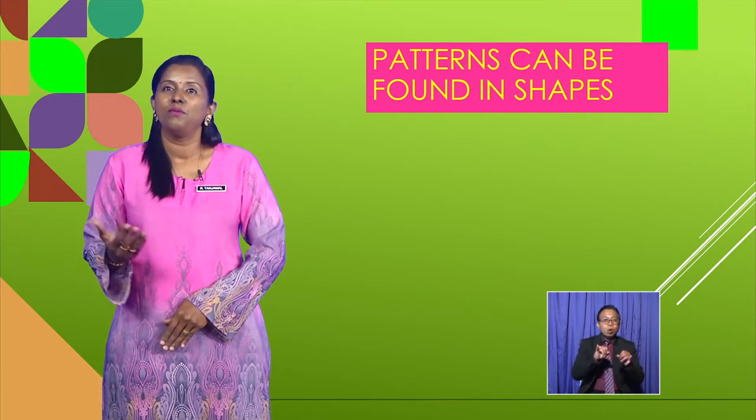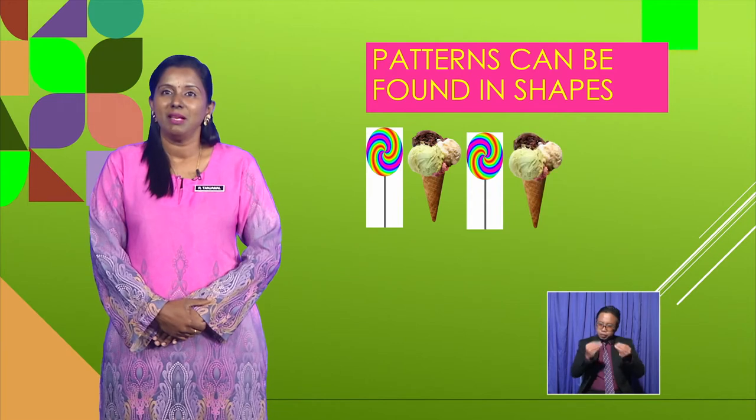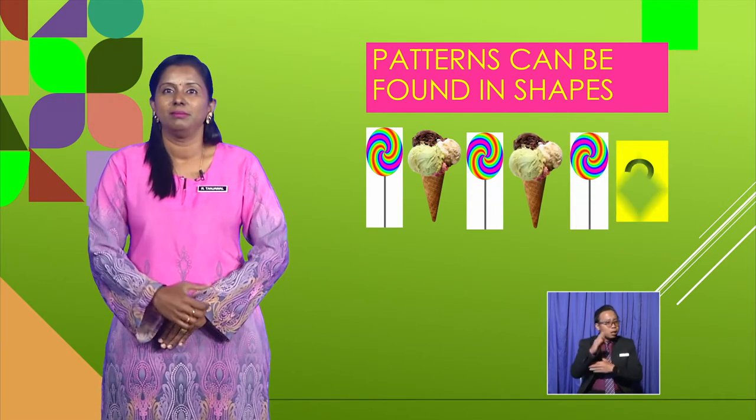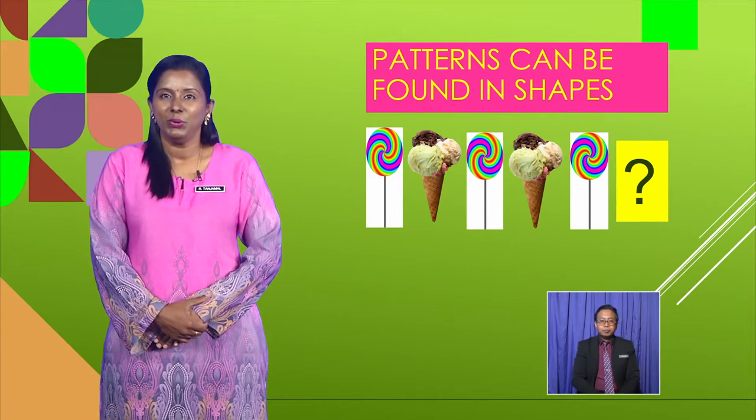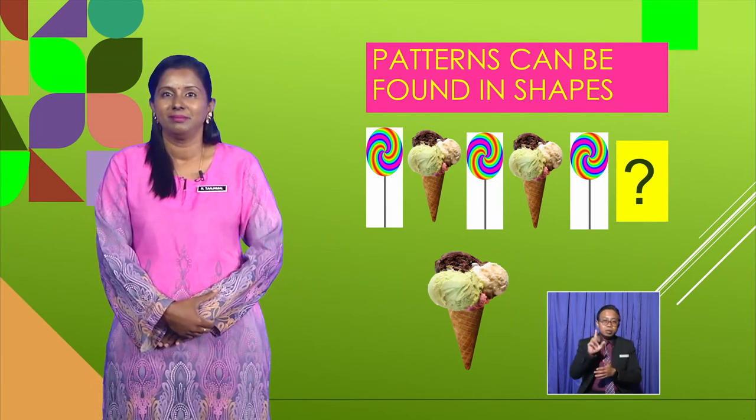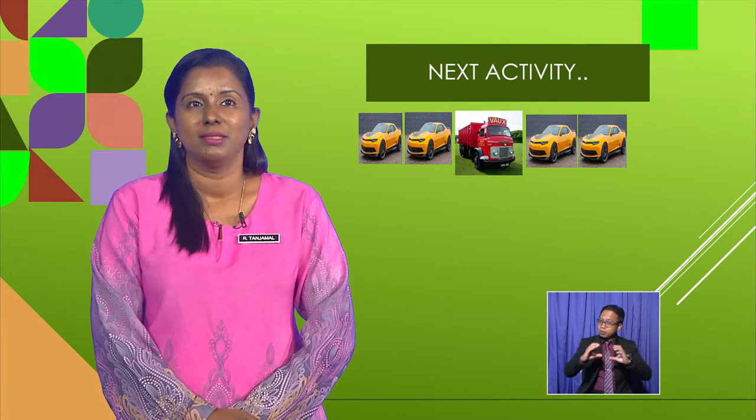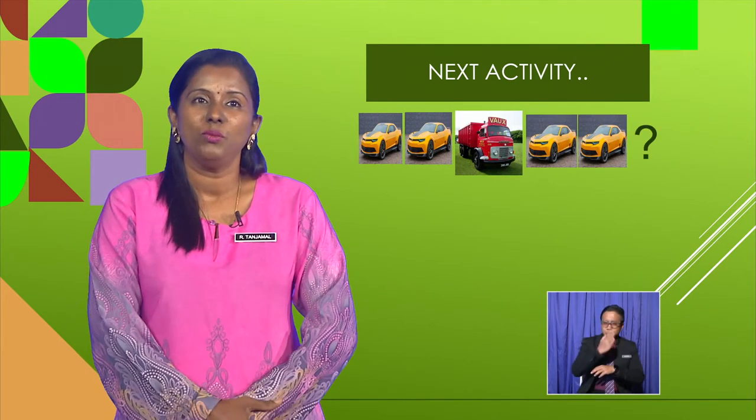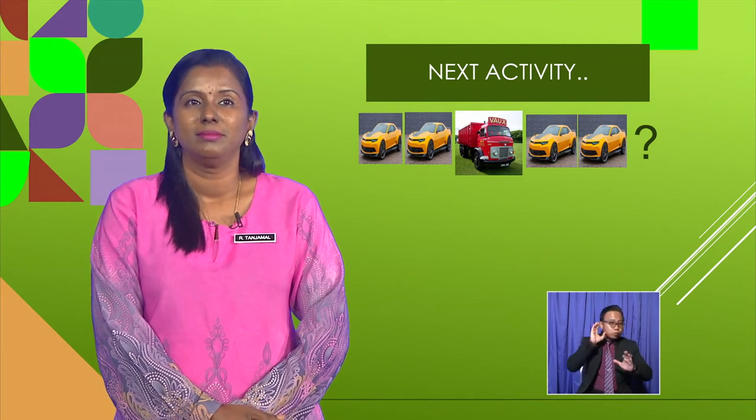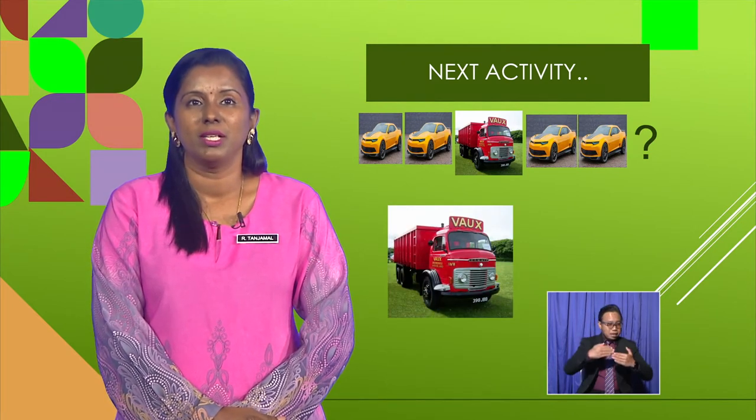Patterns also found in shapes. Look at the picture given. Can you tell me what will be the next picture? Good! You are excellent. It will be an ice cream. Let's try another activity. Look at the picture. There are cars and lorries. Can you tell me what will be the next picture? Good. Excellent answer. The next picture will be a lorry.